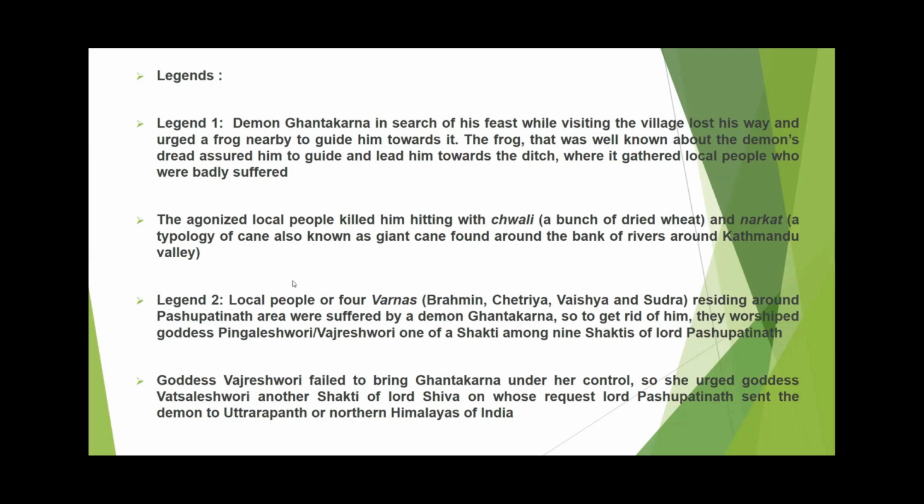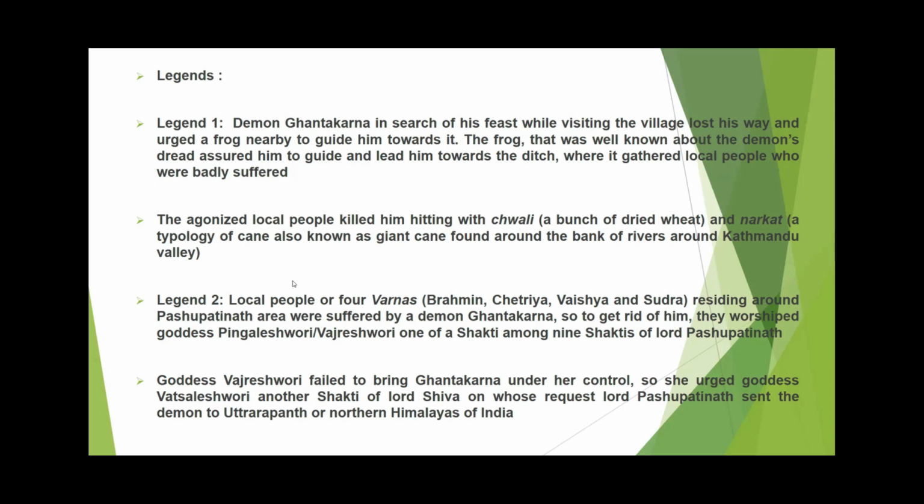The first legend says that the demon Ghantakarna, when he was in search of his feast while visiting the village, once lost his way, and he urged a frog nearby to guide him towards the village. The frog, who knew well about the demon's dread, assured him it would guide him, but the frog led him towards a ditch where it had gathered lots of local people who had badly suffered from the demon. The organized local people killed him by hitting him with chwali. Chwali is a local Nepali term used for a bunch of dried wheat.